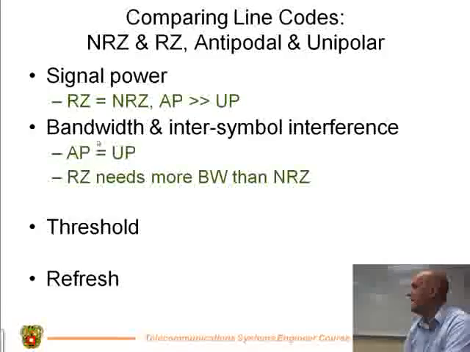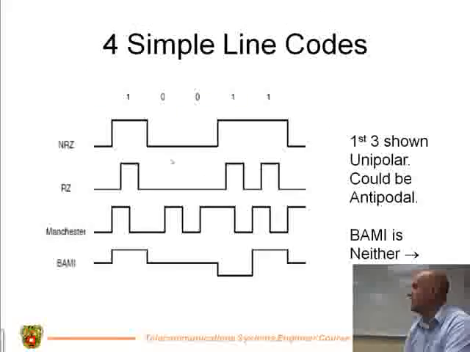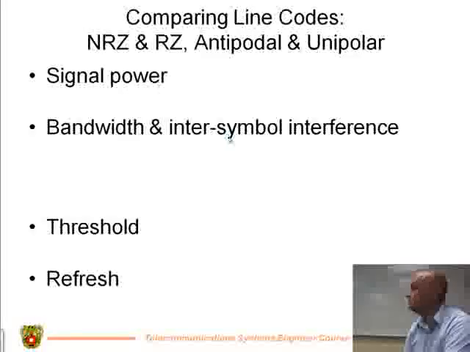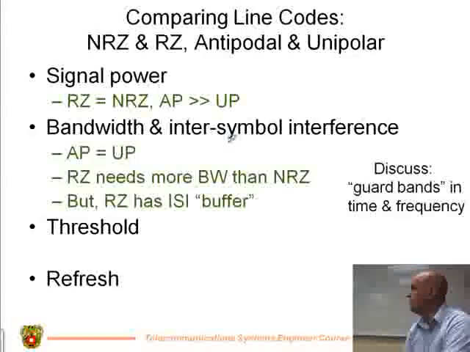Bandwidth, it's the same whether it's bipolar or unipolar. Return to 0 needs more bandwidth than non-return to 0. Does that make sense here? Looking at this, here's NRZ versus RZ, you notice that this has to change more often, so it's going to use more bandwidth. And then return to 0 has an intersymbol buffer.